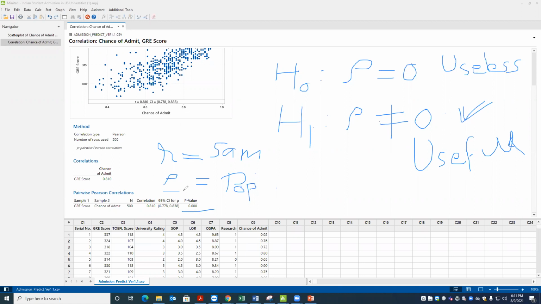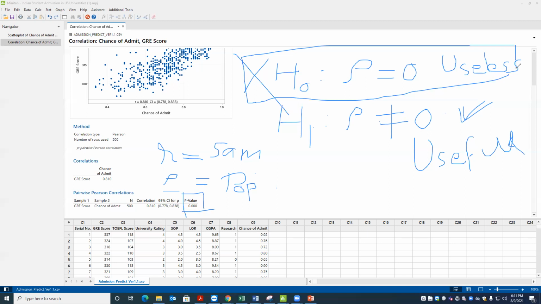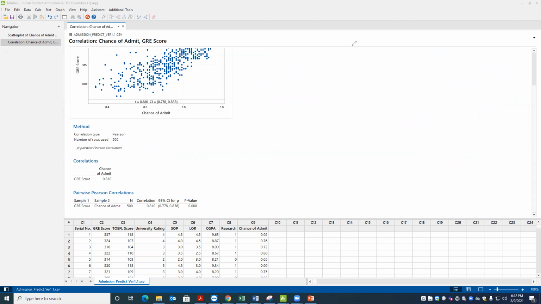So basically, the p-value is less than alpha. P is less than the alpha value. That means the null hypothesis is rejected. It means "useless" is rejected, and then we can say this correlation is useful. That means there is a useful correlation between chance of admission and GRE score. Is it making sense?